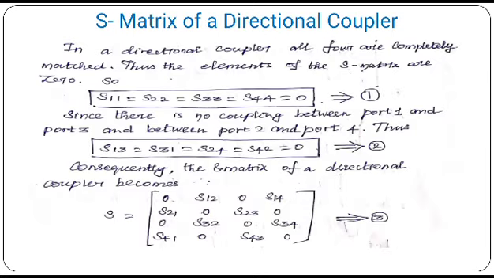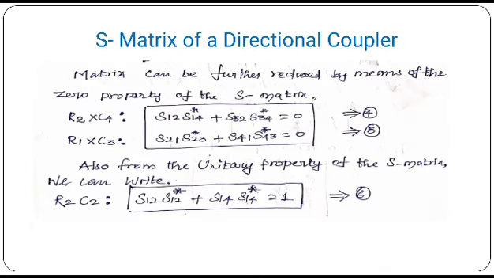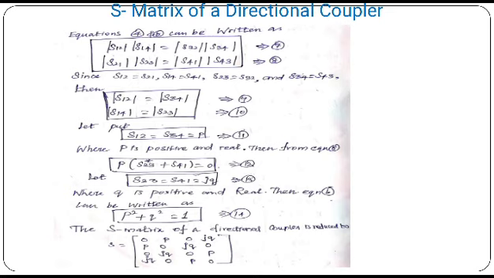So the S parameters of the directional coupler will have S11, S22, S33, S44 equal to 0. So S13, S31, S24, S42 equal to 0, since there is no coupling between 1 and 3 and 2 and 4. So you substitute the values and apply the properties of S parameters. You will get S11 S11 star plus S14 S14 star equal to 1. So when you substitute the values, you will get S12 S14 star plus S33 S34 star and so on. S12 is equal to S34, S14 equal to S23, S12 equal to S34 equal to P.